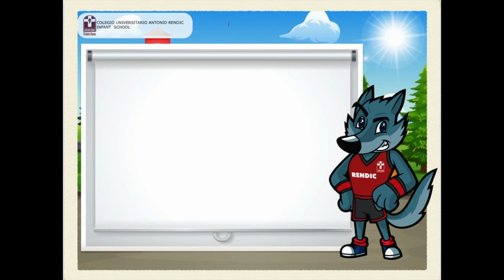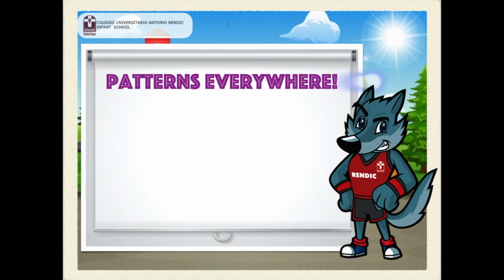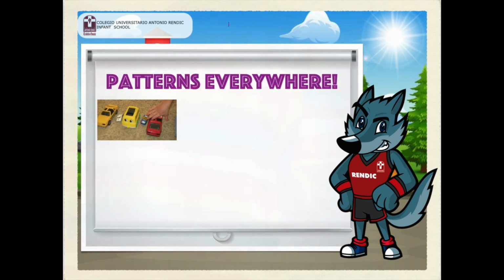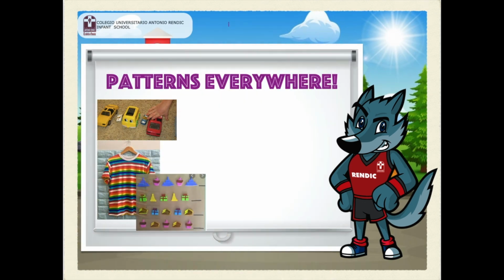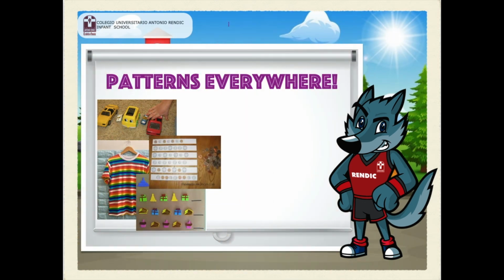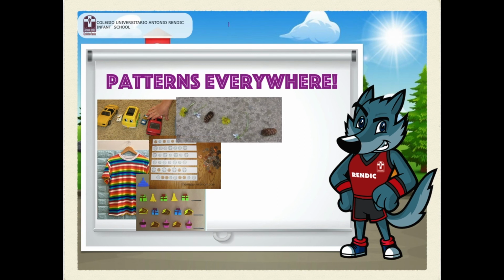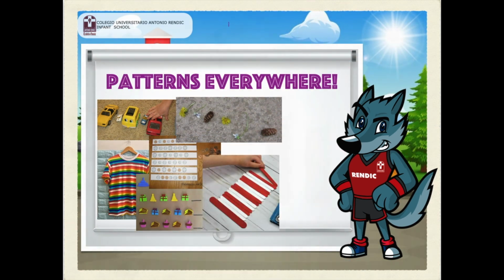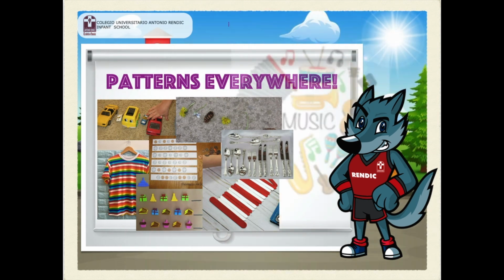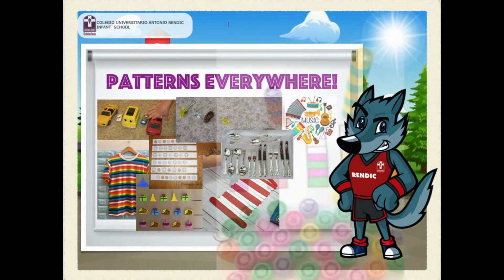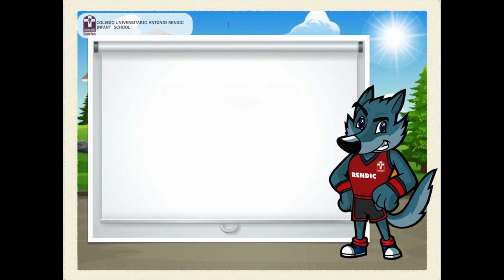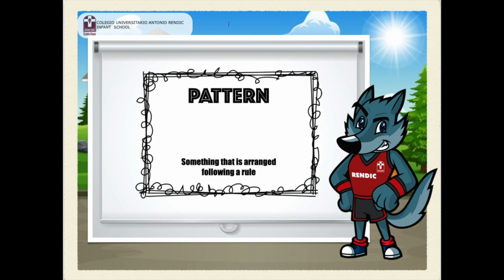As you know, patterns are everywhere, and we can make patterns with toys, with clothes, with stickers, coins, nature elements, sticks, household objects, musical instruments, or lids. Let me tell you one more thing about patterns. A pattern is something that is arranged following a rule, like this. Blue, red, blue, red, blue, red.